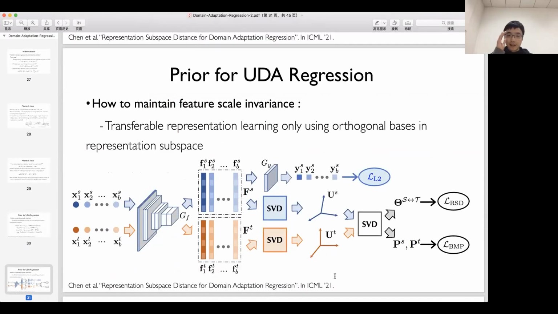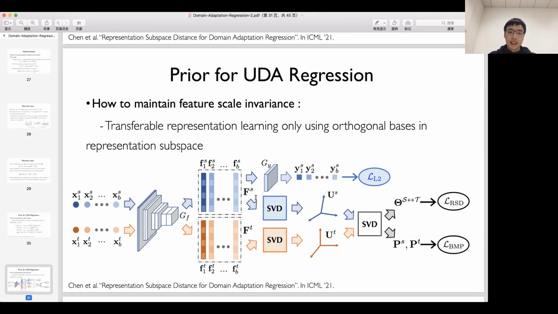In the literature, the SVD calculation is not very time-consuming because the batch size is always not very large. So the backward of SVD is not very costly. This is our architecture.